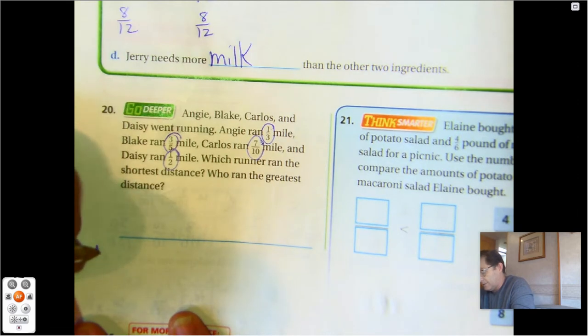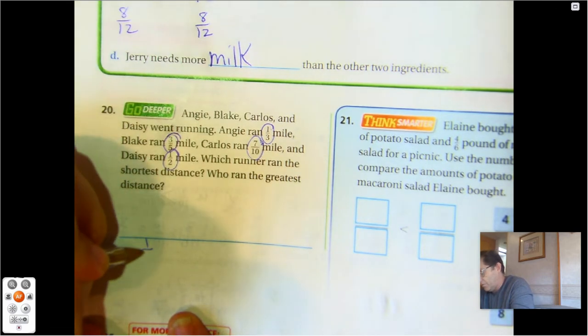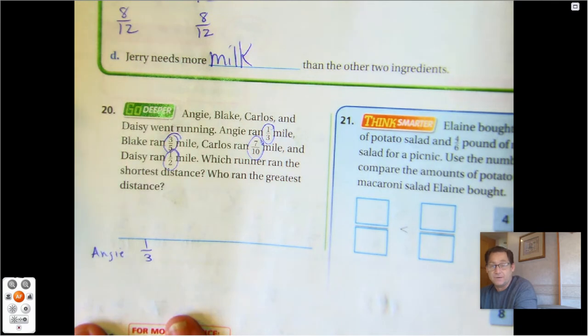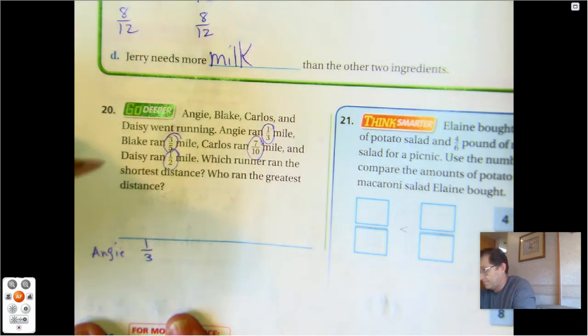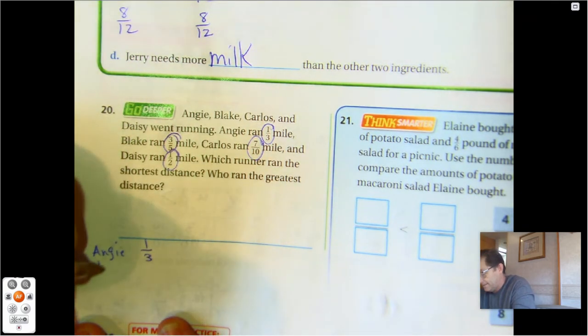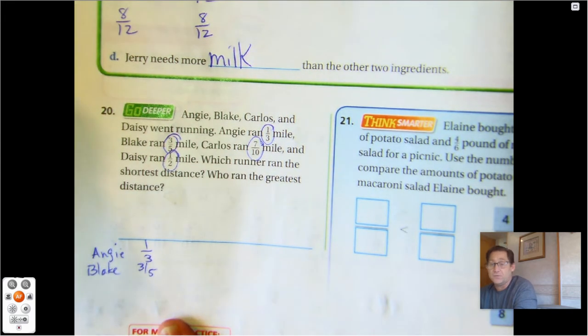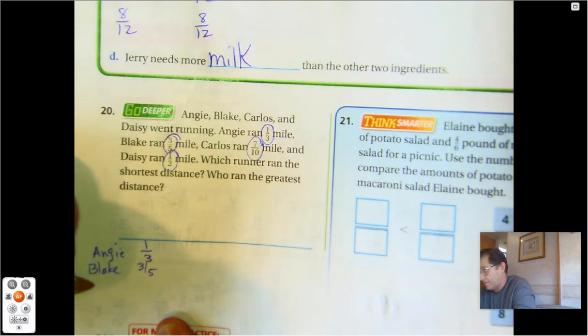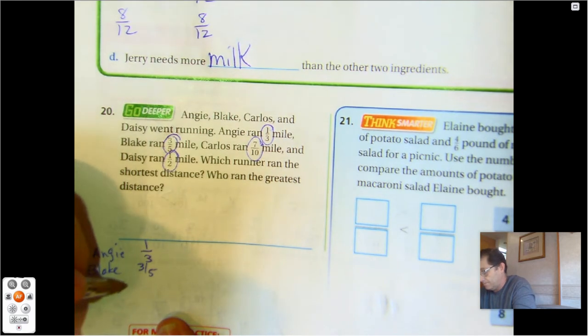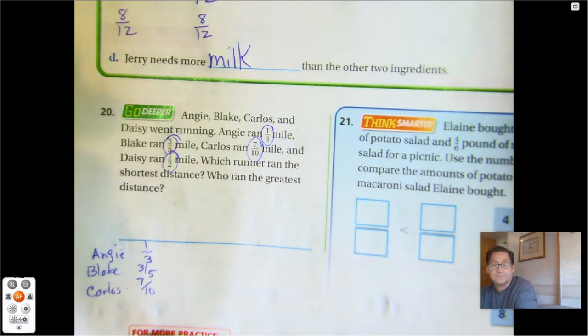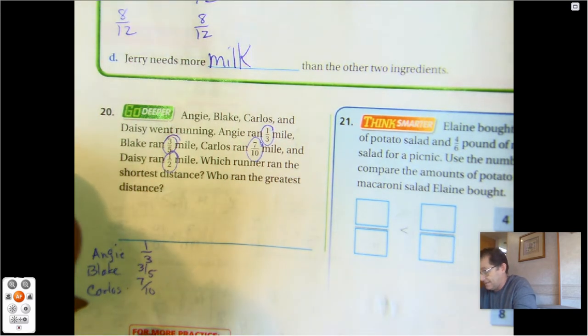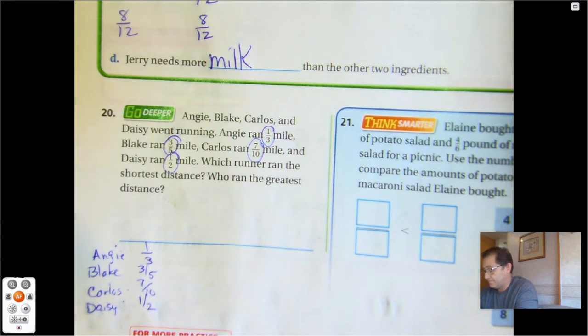All right, so Angie, 1/3. That's less than half, right? Okay. Blake ran 3/5. That's greater than 1/2. Carlos ran 7/10. That's greater than 1/2. And Daisy ran exactly 1/2. Okay, so this is not a difficult problem to do at all.